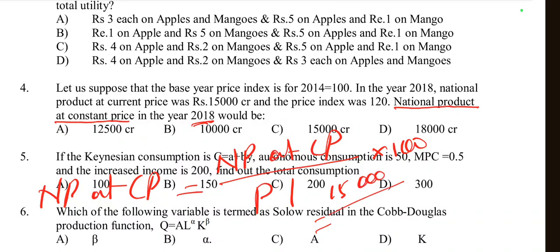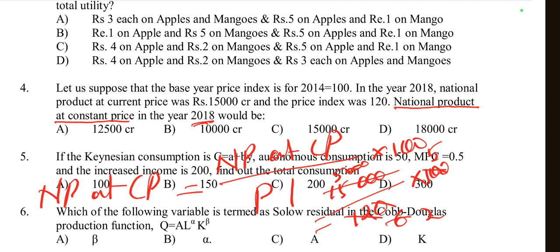15,000 by price index. The price index was 120. So 15,000 by 120 into 100. So 0 cancels. Then 10 and 12: 2 6 are 12, 2 5 are 10, 6 5. Then 6 and 15 we cut by 3. 3 2 are 6, 3 5 are 15. So 2 5 is 1000.